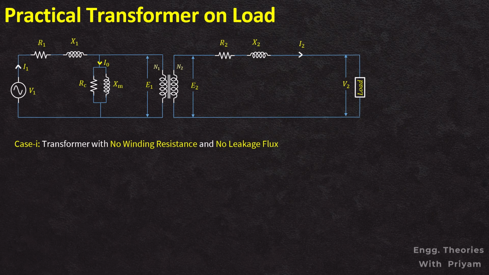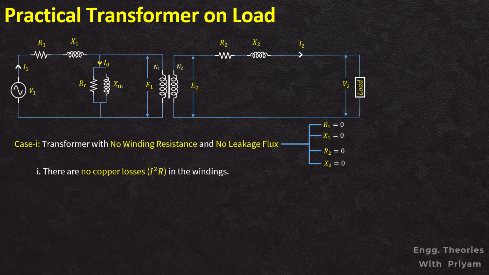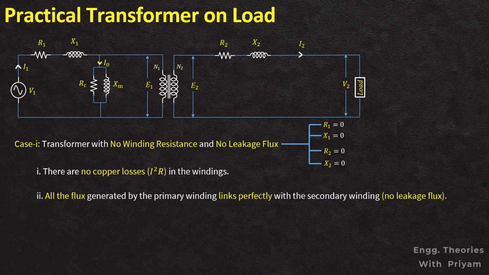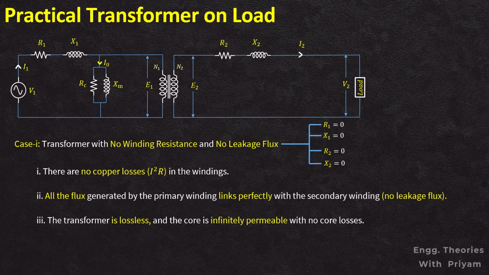At first, we will discuss the transformer with no winding resistance and leakage flux. In this case, the transformer somewhat behaves like an ideal one, meaning it has no winding resistance and no leakage flux. This implies that there are no copper losses in the windings and all the flux generated by the primary winding links perfectly with the secondary winding, so there is no leakage flux, and the transformer is lossless and the core is infinitely permeable with no core losses.